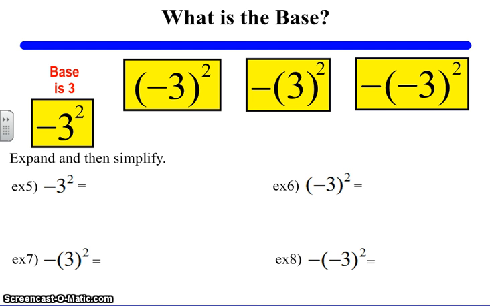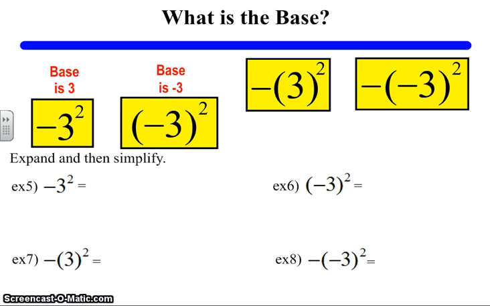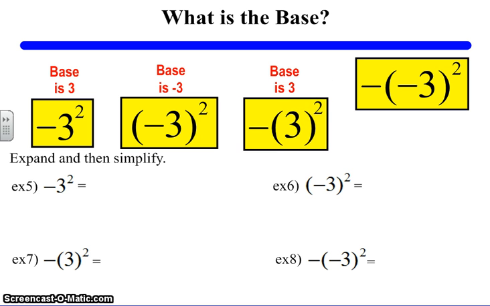In the second yellow box, the parentheses join together the negative sign and the 3. So the base in that case is everything inside the parentheses. It is the whole negative 3. In the third yellow box, we have a negative sign outside of the parentheses. So the only thing that is considered the base in this example is the 3 that is inside the parentheses.